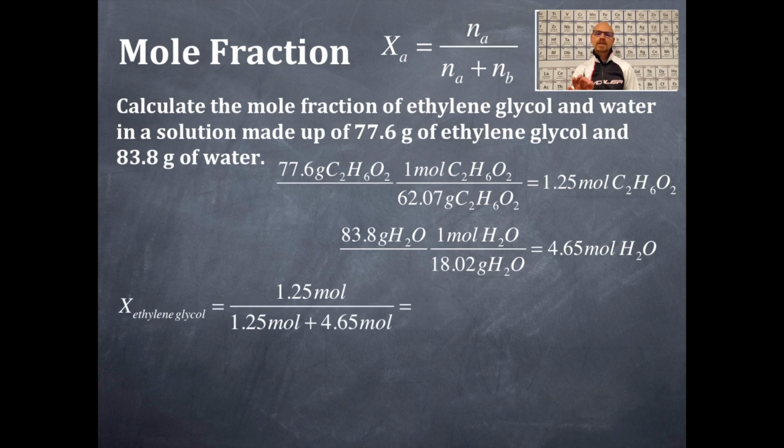We take the moles of ethylene glycol in the numerator, divided by the total number of moles, and I get this number. Remember, this is a mole fraction, not a mole percentage, so that's why we're not multiplying by 100. Your number should always be less than 1. If you get something greater than 1, you've done something wrong, guaranteed.